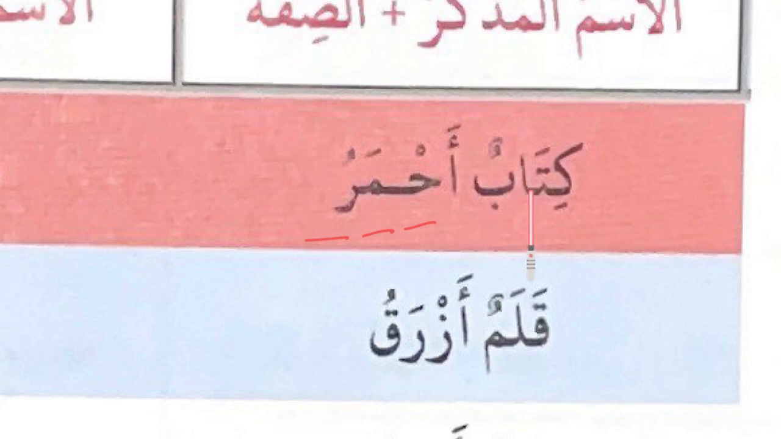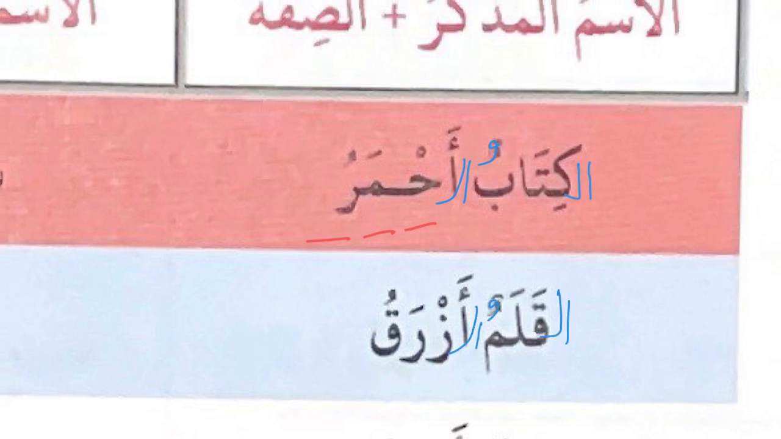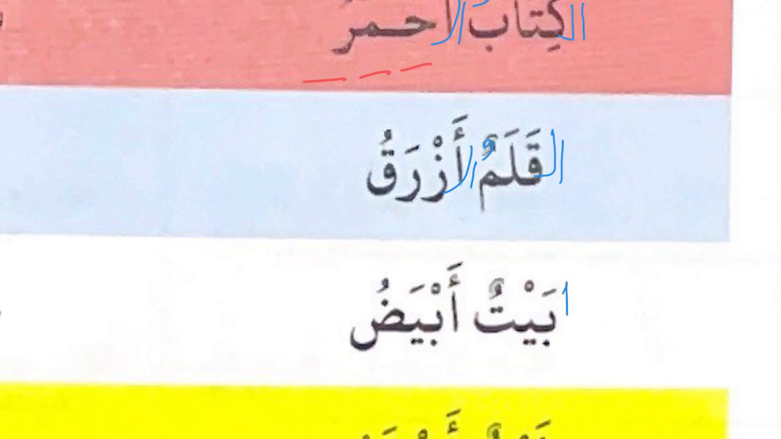How if you want to say the red book? So if you want to say the red book, you just need to add alif lam, but you have to add alif lam on both words. So you will say al-kitabul ahmar. Of course, with alif lam, you don't have the tanwin anymore. Qalam azraq, it becomes al-qalamul azraq. So you will add alif lam for both words.